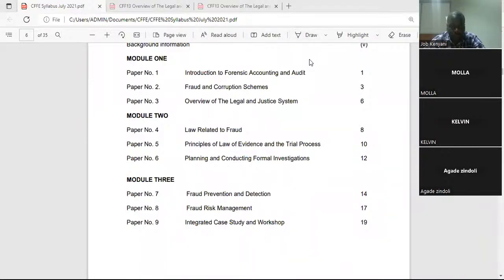Yes, 2 papers for part 1. I visited the office. I'm exempted the audit paper. I am a CPA, the audit paper, or this one, Introduction to Forensic Accounting and Audit. So it simply means you'll have to do fraud and corruption schemes and overview of the legal and justice system. I don't know about the others.